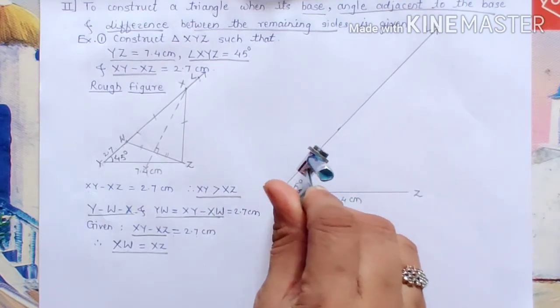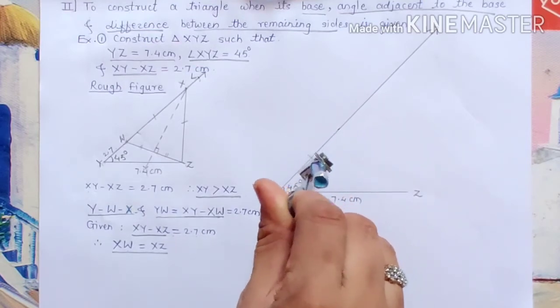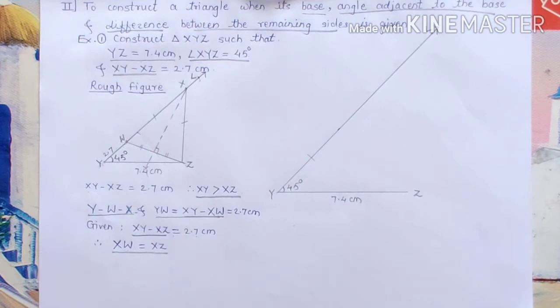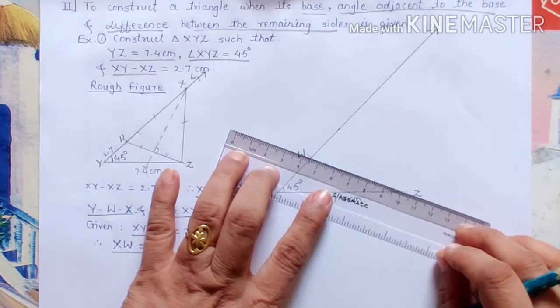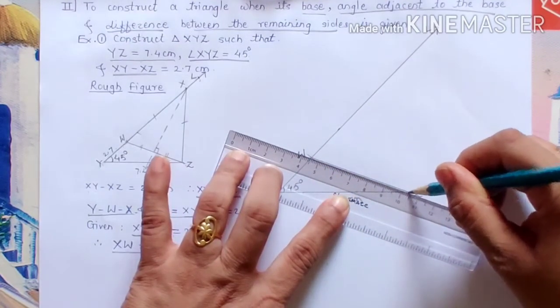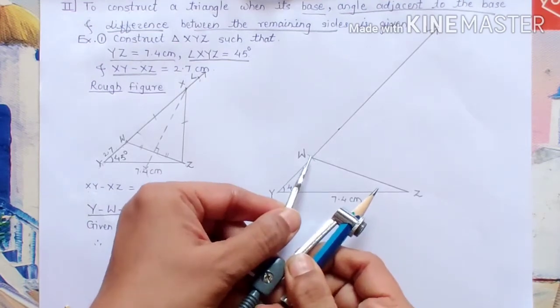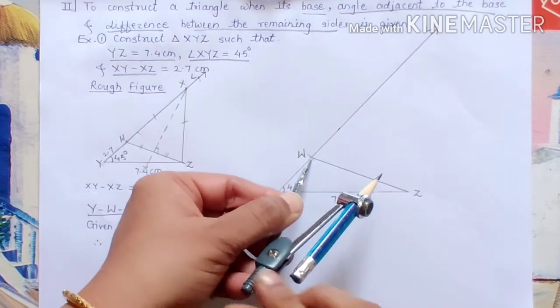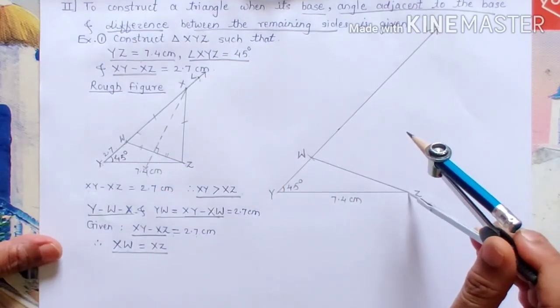Put your compass on point Y and make an arc intersecting this ray. So this is point W. Now draw segment WZ. Now we will draw the perpendicular bisector of this segment WZ. So we will take a radius more than half of the length of this segment WZ. Keep your compass on point Z.